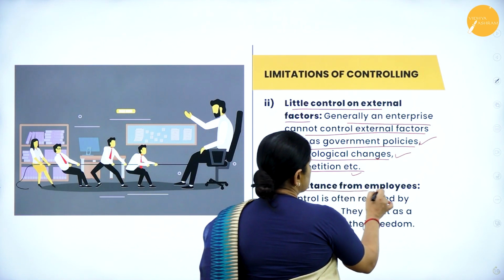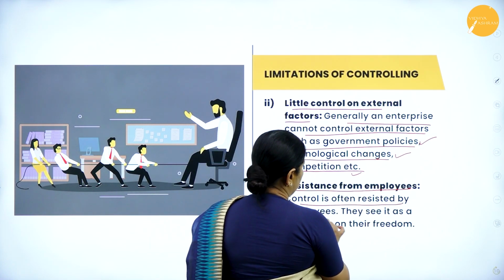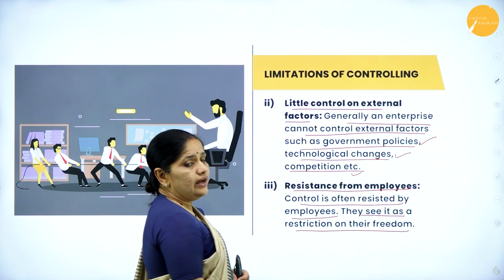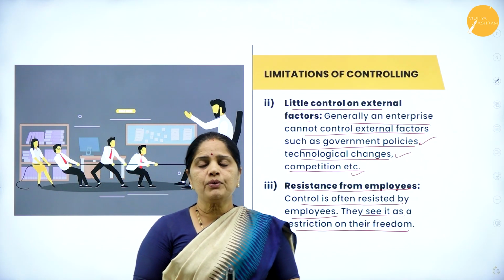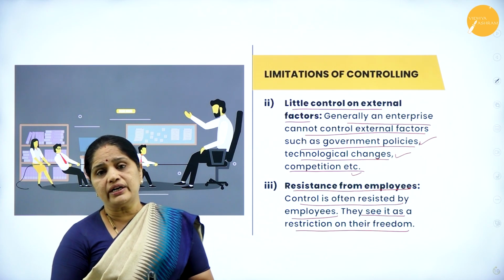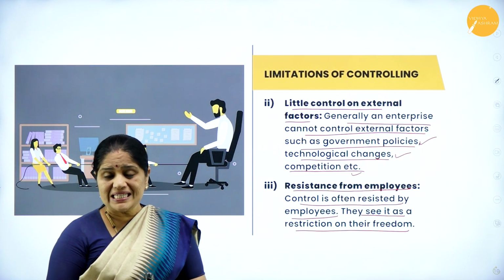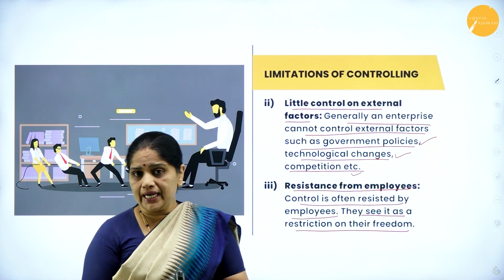Third one is resistance from the employees. Controlling is often resisted by the employees. They see it as a restriction on their freedom. See, whenever the employers start controlling, the employees start resisting it. They don't like to be controlled. They don't like to be observed. So, as such, the employees will start resisting this kind of controlling by the management.